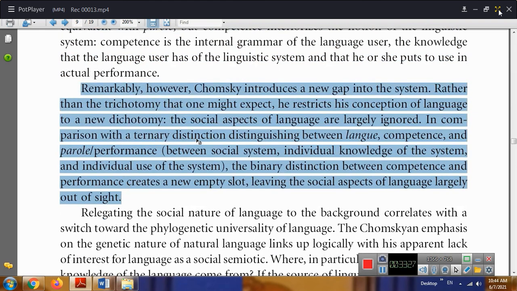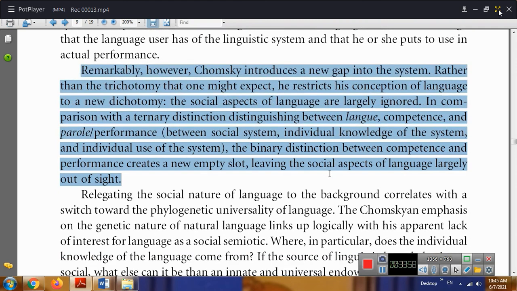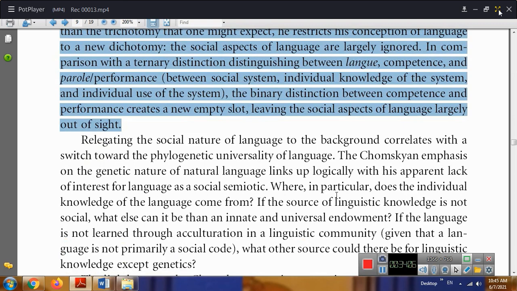Remarkably, however, Chomsky introduces a new gap into the system rather than the trichotomy that one might expect. He restricts his conception of language to a new dichotomy. The social aspects of language are largely ignored. In comparison, a ternary distinction distinguishes between langue, competence and parole, performance, between social system, individual knowledge of the system, and individual use of the system. The binary distinction between competence and performance creates a new empty slot, leaving the social aspect of language largely out of sight.